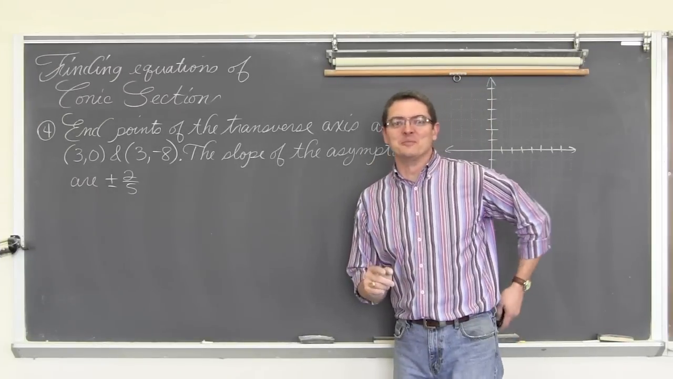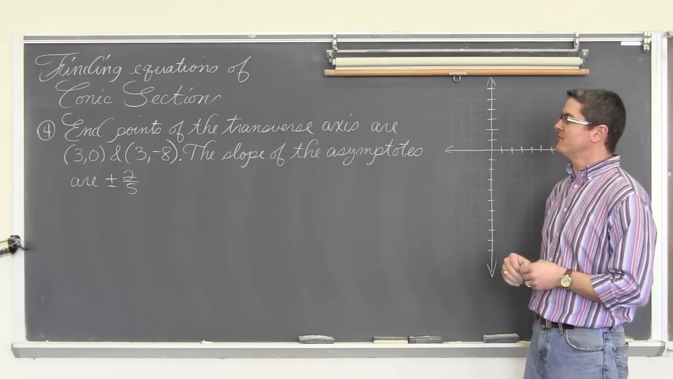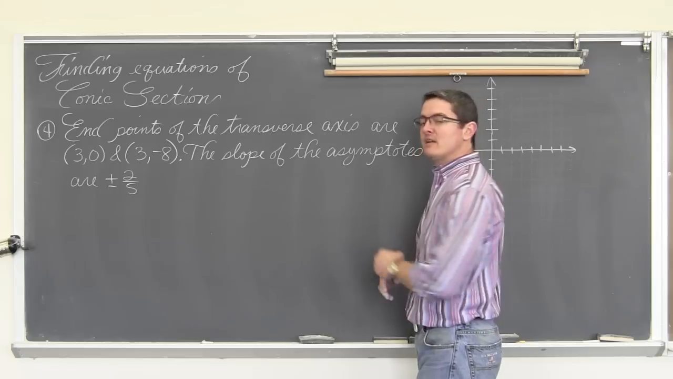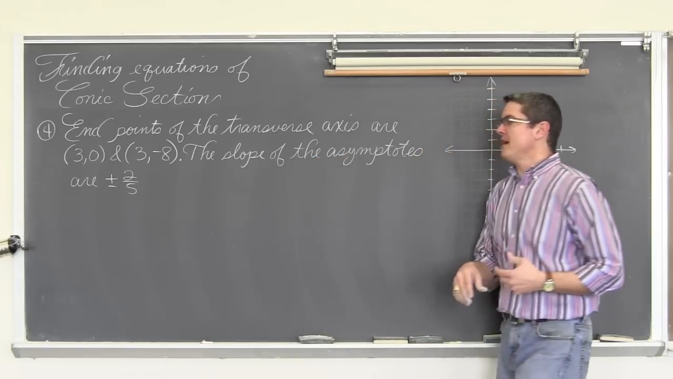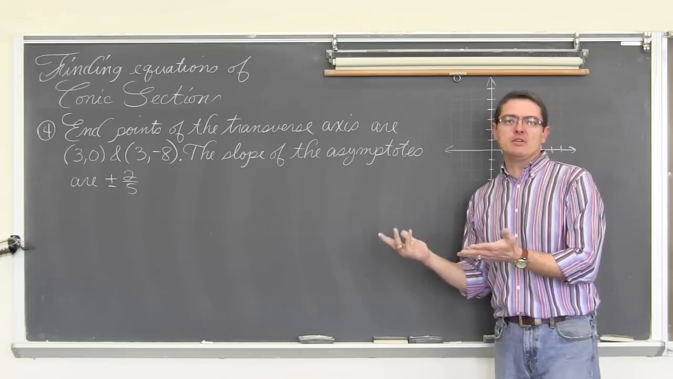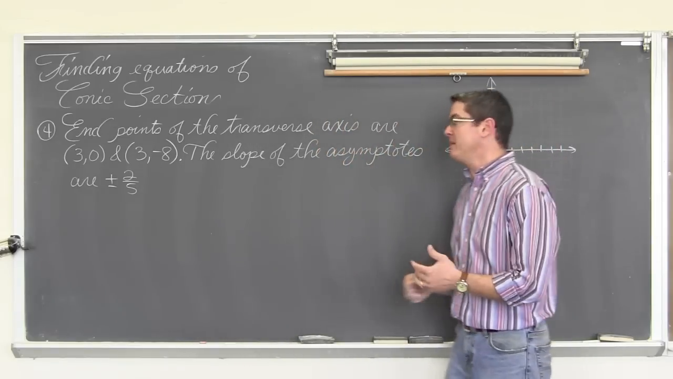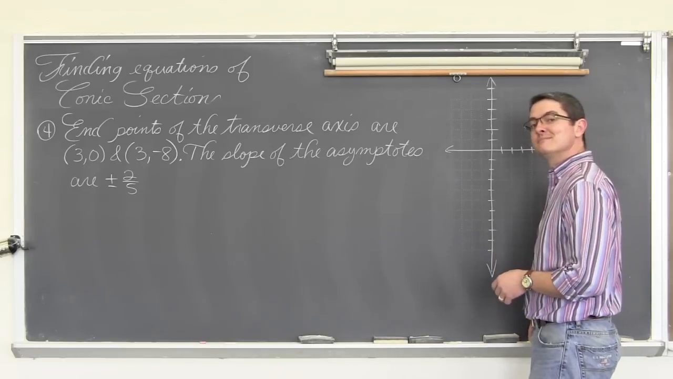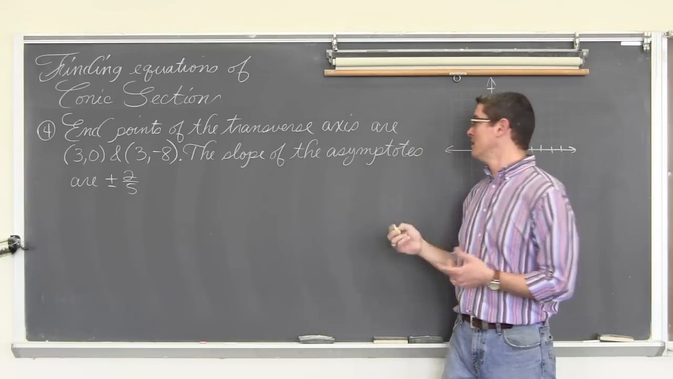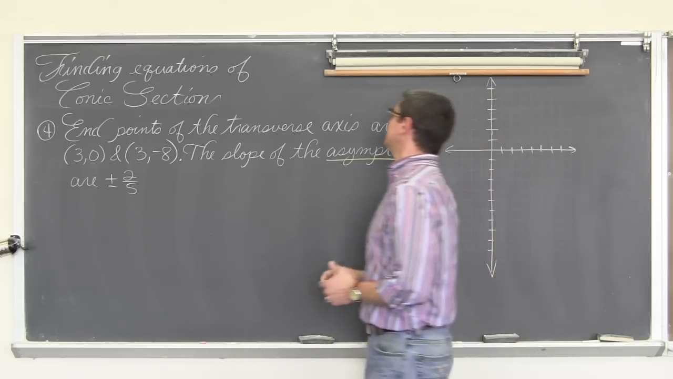Here we have our last example. The endpoints of the transverse axis are 3, 0 and 3, -8. The slope of the asymptotes are plus or minus 2/5. So again, I'm not giving you the drawing, just the information. And what is the conic section that we're describing here? What conic section has asymptotes? This right here is telling you that you're dealing with a hyperbola.